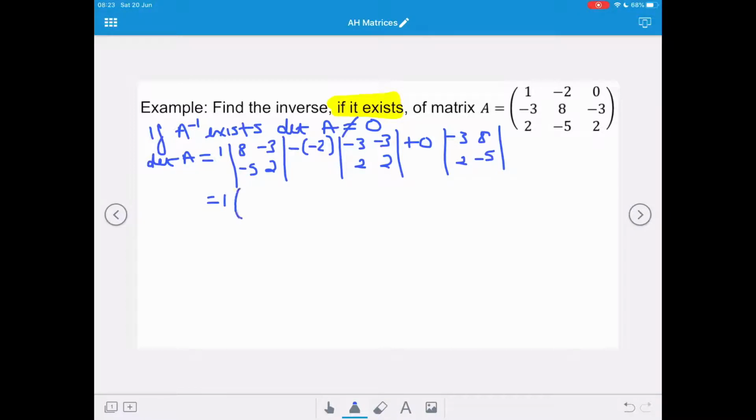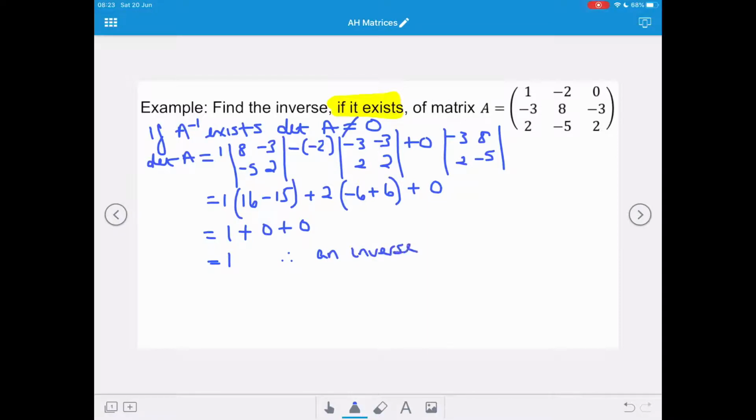So that's going to give us 1 multiplied by 16 take away 15. We're going to add on 2 multiplied by negative 6 plus 6. And we're going to add on 0 at the end. And this becomes 1 plus, and negative 6 plus 6 is 0, so we get 0 plus another 0, which gives us a determinant of A of 1, and therefore an inverse exists for matrix A.